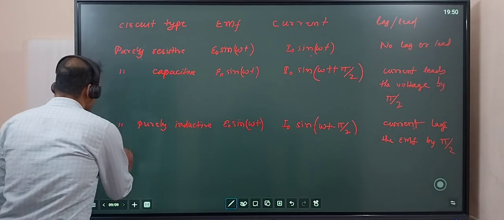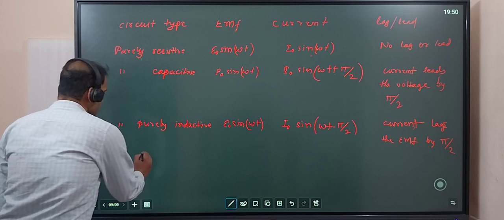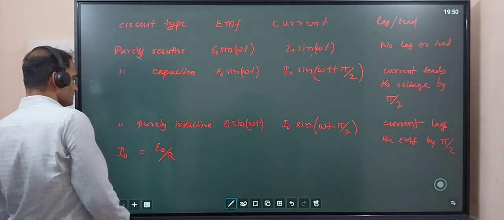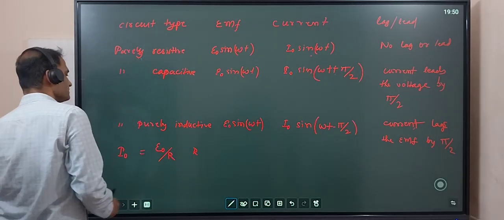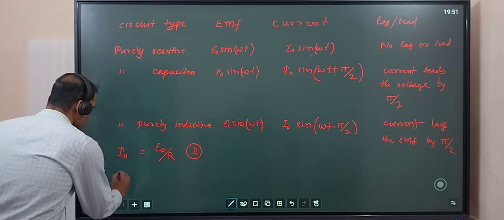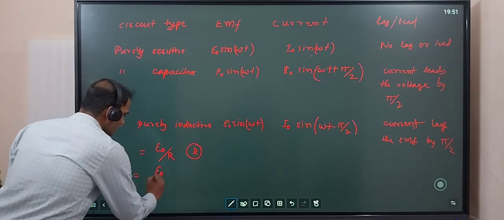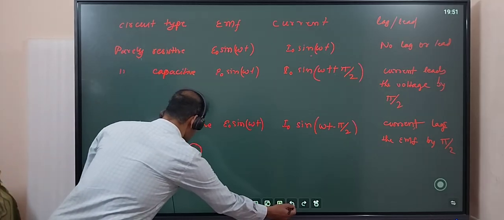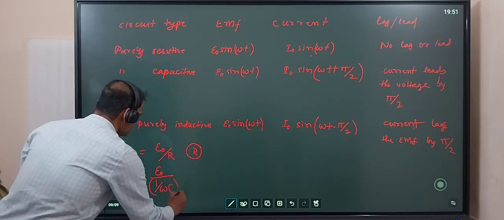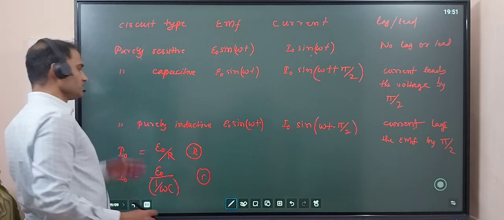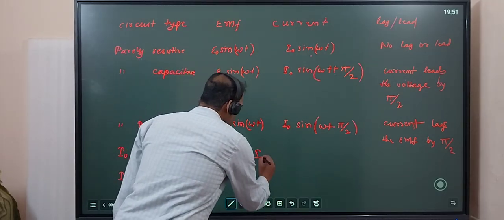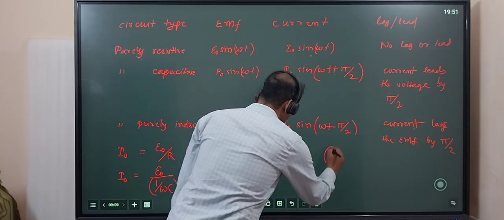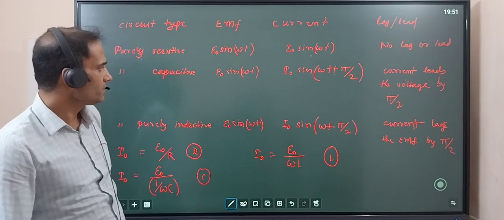Okay, so I naught is E naught by R, it is for the resistive circuit, okay. And I naught is E naught by XC, sorry, 1 by omega C. This is for capacitive, okay. C for capacitive, and I naught is E naught by omega L for inductive, okay.